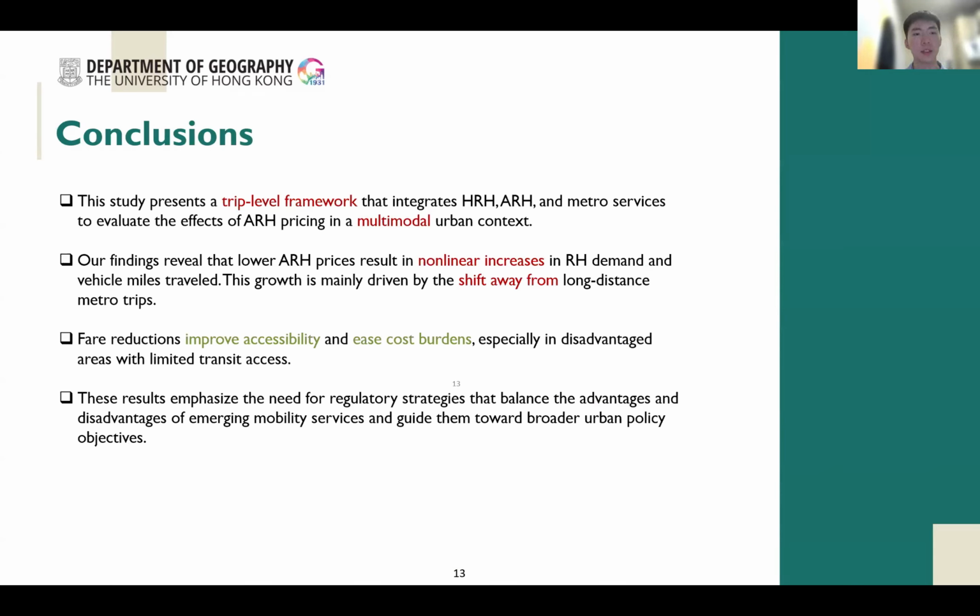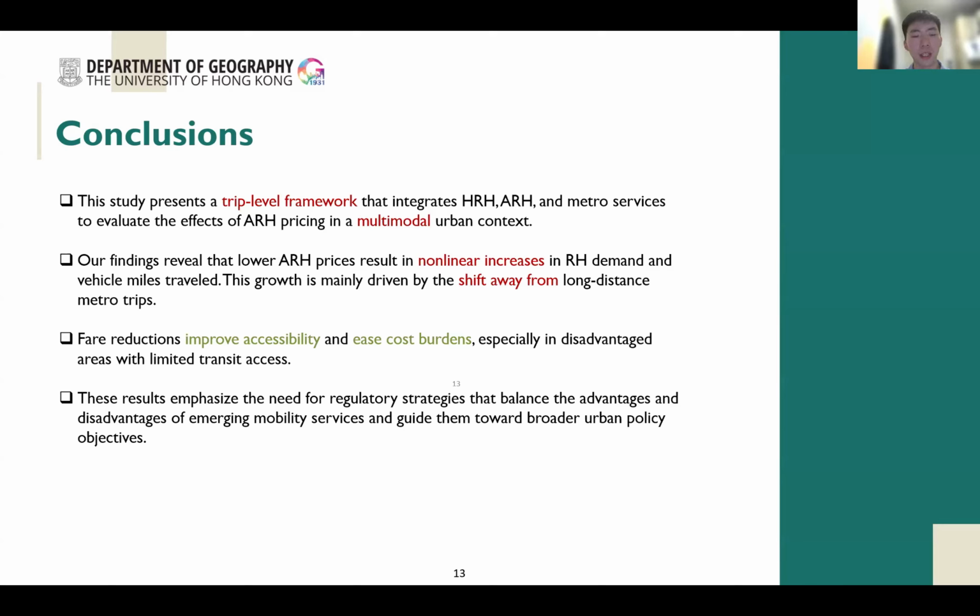So let's conclude this study. We present a triple-level framework that integrates human ride-hailing, autonomous ride-hailing, and metro services to evaluate the effects of this pricing in a multimodal network context. And our findings reveal, first, that lower prices result in a nonlinear increase in the demand and also the vehicle miles traveled. And this growth is mainly driven by the shift away from long-distance metro trips.